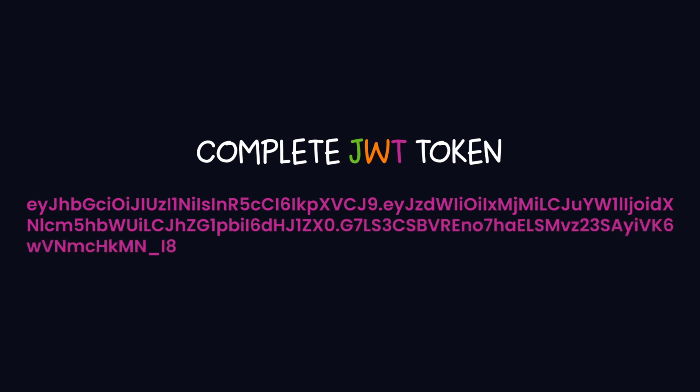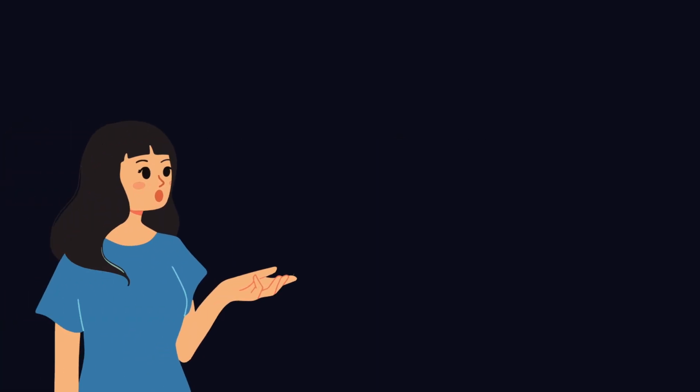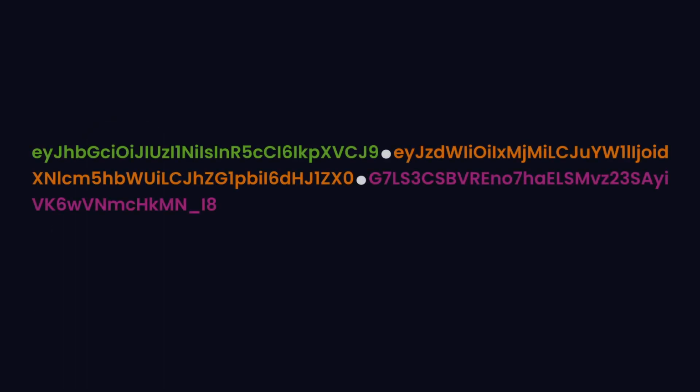Putting it all together, a JWT token looks like this. As you can see, it consists of three parts, each separated by a dot. The first two parts are base64 encoded, and the third part is a hashed signature.